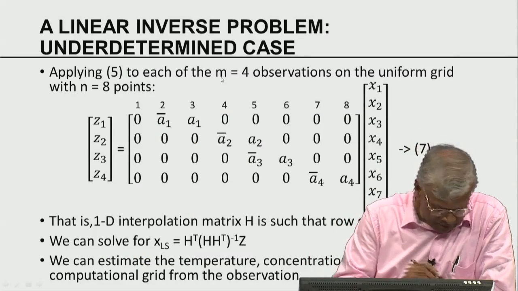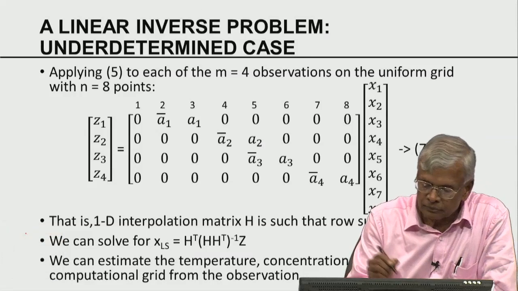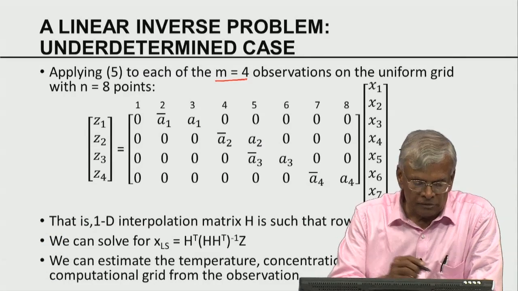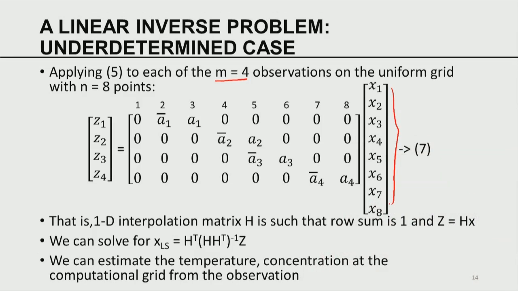So I have m observations, I have 8 unknowns, so this is the unknown vector, this is the known thing, my problem is linear, so this is the matrix H. The H matrix is 4 rows and 8 columns. For example, Z1 is located in the interval between 2 and 3. So only 2 and 3 are affected by Z1, rest are all 0. Z2 is affected only by X4 and X5 because it lies in the interval 4, 5.